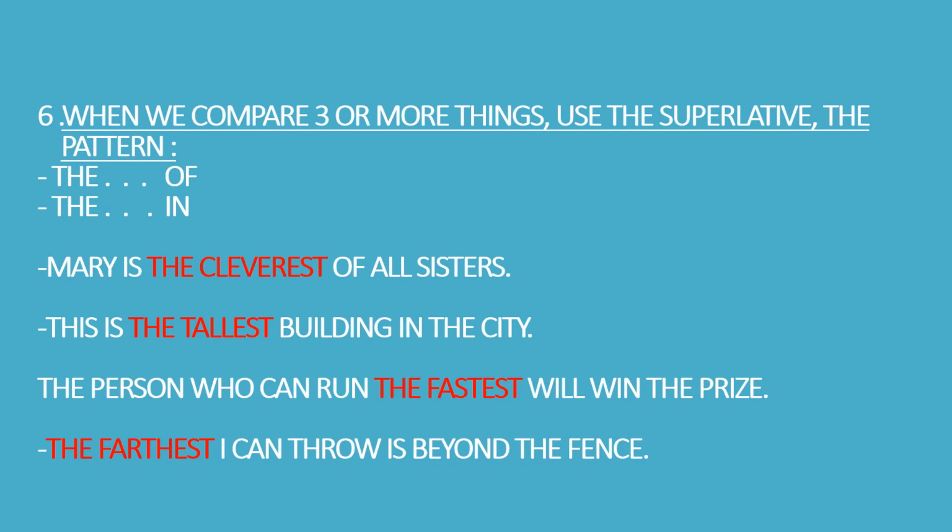When we compare three or more things, try to use the superlative. The pattern is of or in. Mary is the cleverest of four sisters. This is the tallest building in the city. The person who can run the fastest will win the prize. The farthest I can throw is beyond the fence. So one thing compared to three or more than that. And the superlative shows the best one, the most quality. There are two prepositions that are used with the superlative. They are of and in.